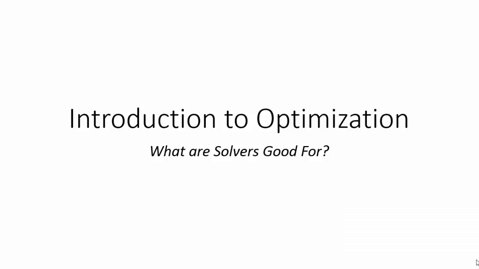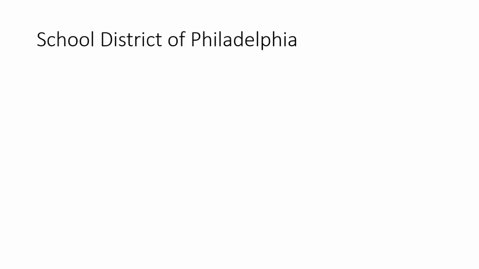This course is all about optimization, how to build optimization models, and how to find solutions to those models using state-of-the-art solver products. In this video, we'll discuss how solvers can help organizations make better decisions. Let's start by considering a real-world example of an organization that faced an extremely complex decision.